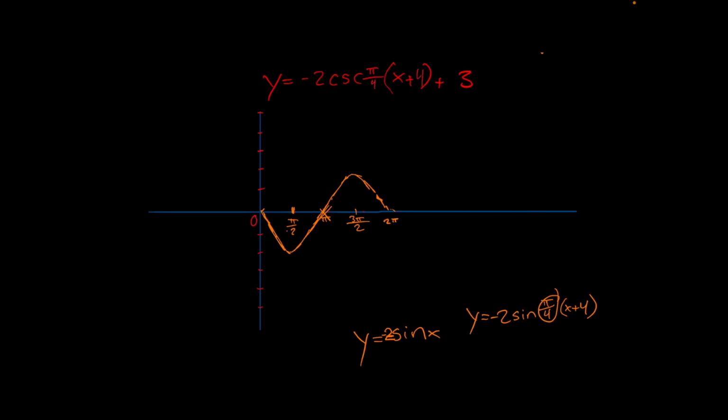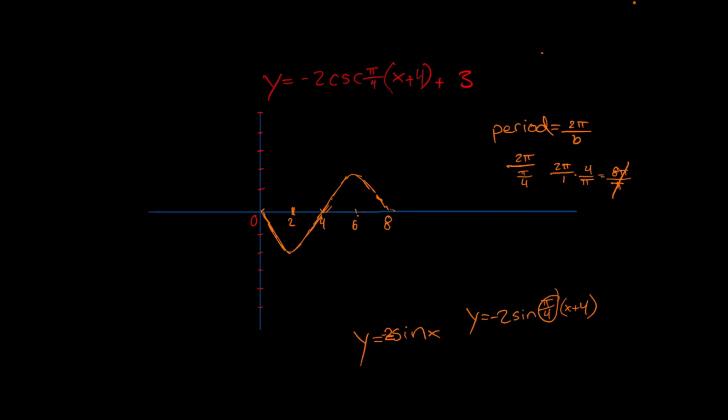So what is this going to do? Well, the formula for the period is 2 pi divided by b, and b is being multiplied by the parentheses, and the parentheses is x plus 4. So we have 2 pi over pi over 4, which is the same thing as 2 pi over 1 times 4 over pi, which gives us 8 pi over pi, which gives us 8. So we can change this to 8, this to 6, this to 4, and this to 2.